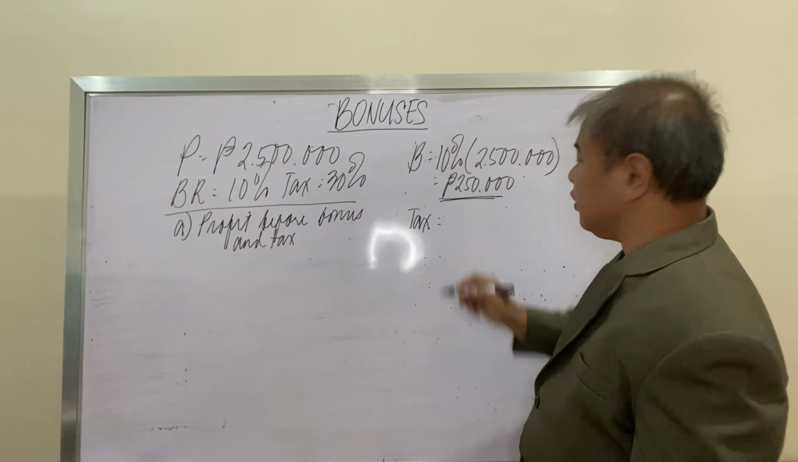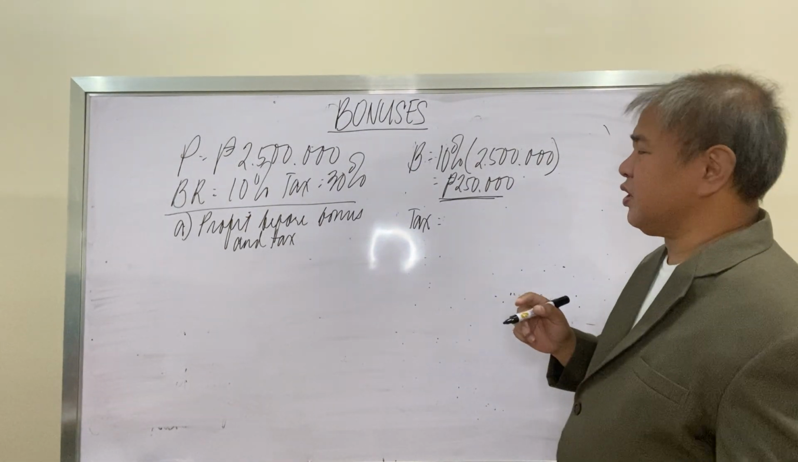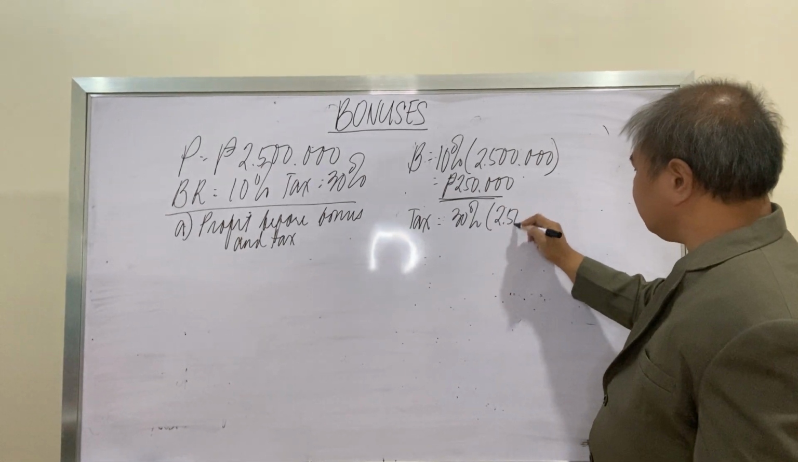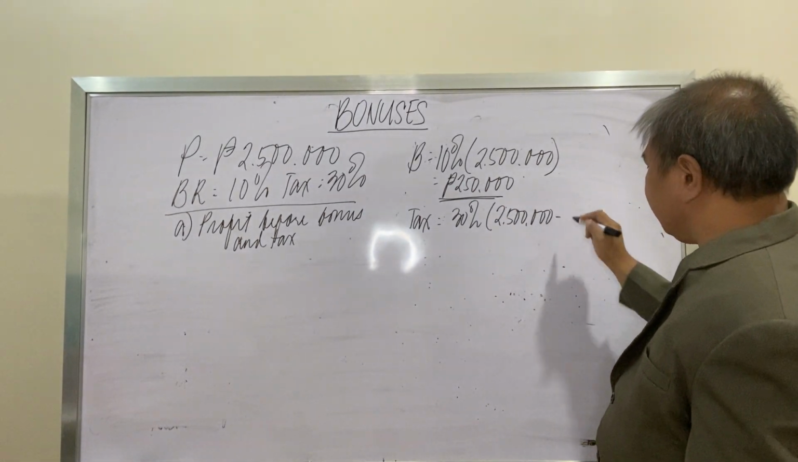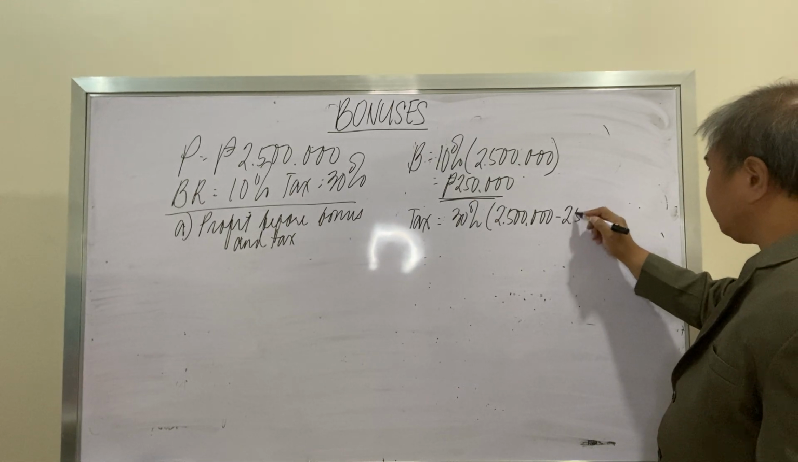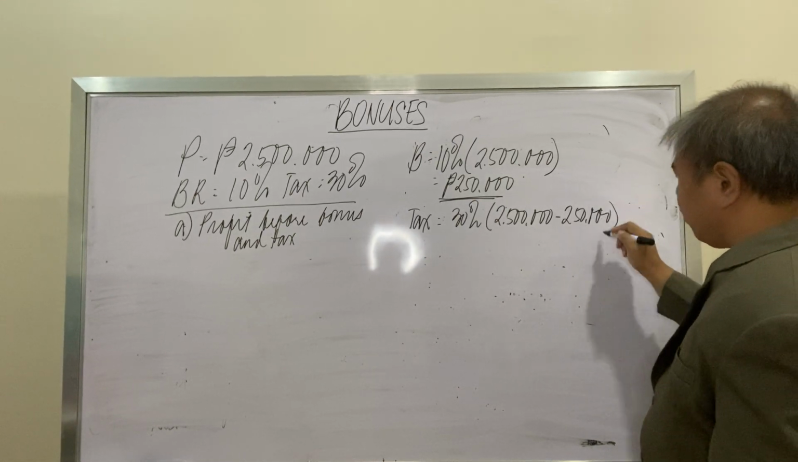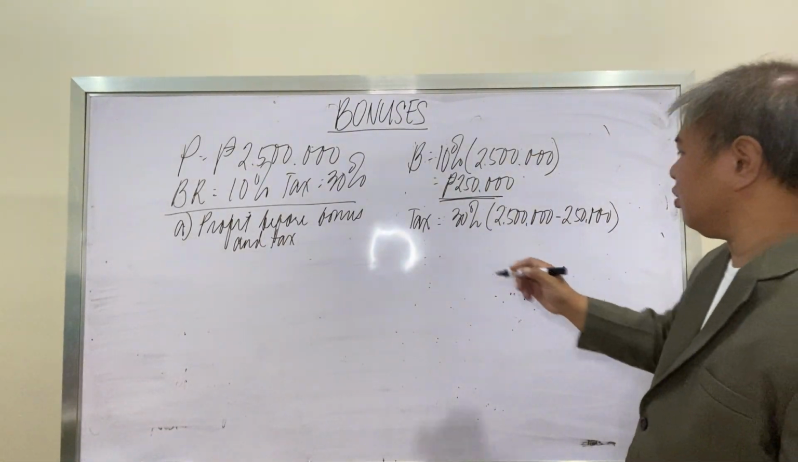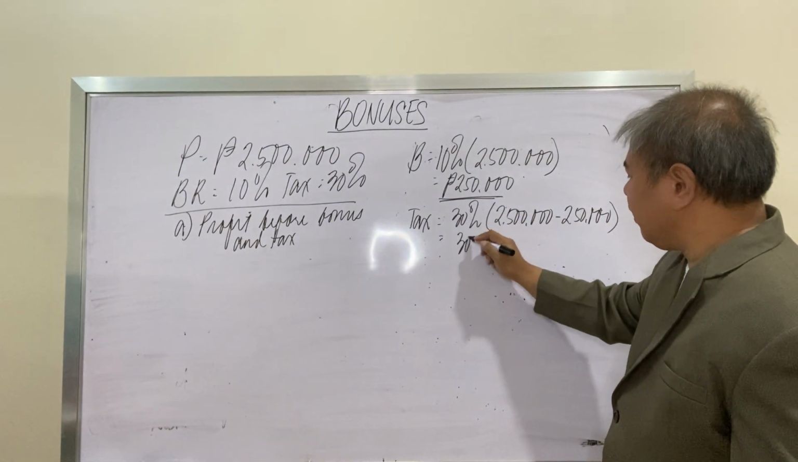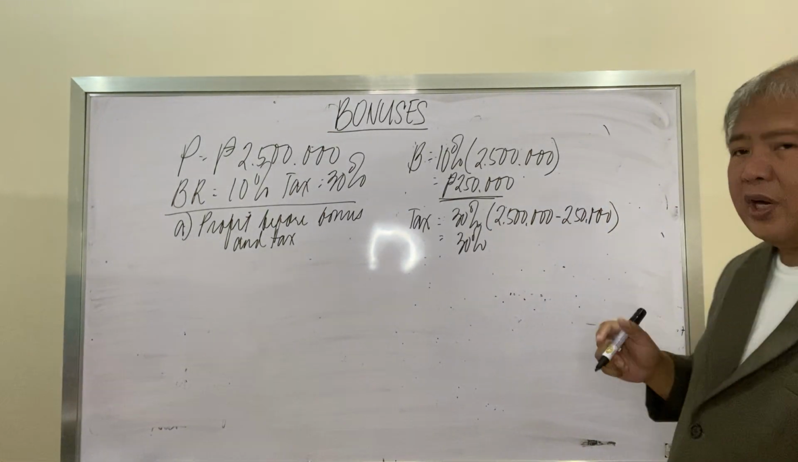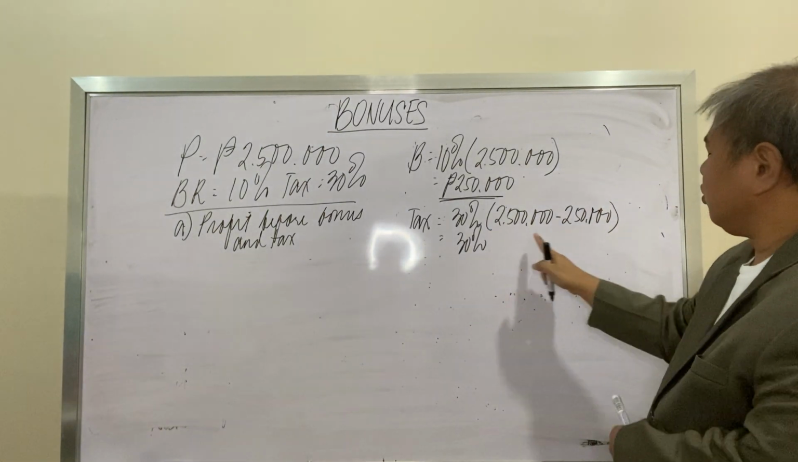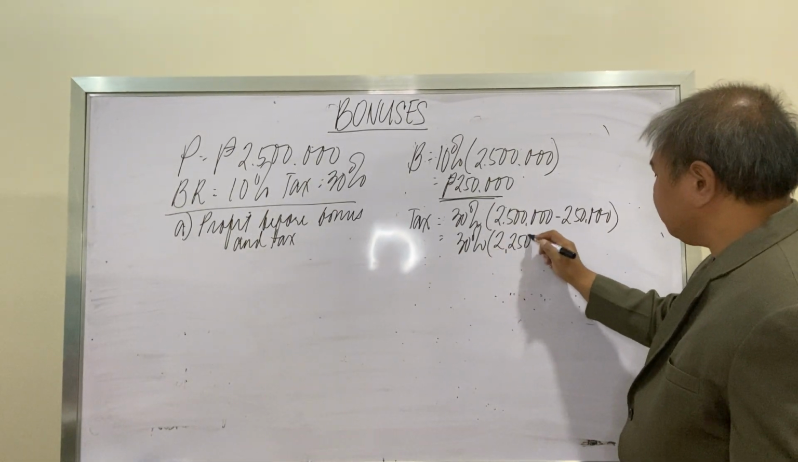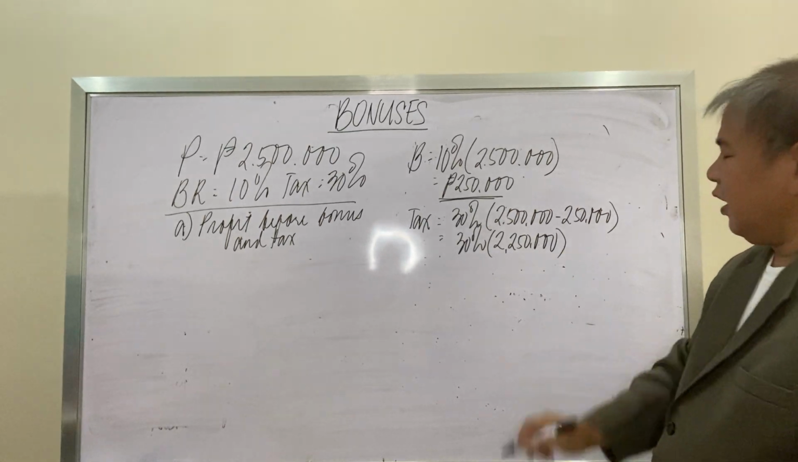If we try to compute for the tax, it is 30% of the profit, which is 2.5 million, less the bonus. Why did we deduct bonus from the profit? As I mentioned earlier, that is a tax deductible item. So let's try to solve. We have here a symbol of inclusion in your algebra, so we have to solve this one. 2.5 million minus 250,000 is 2,250,000.